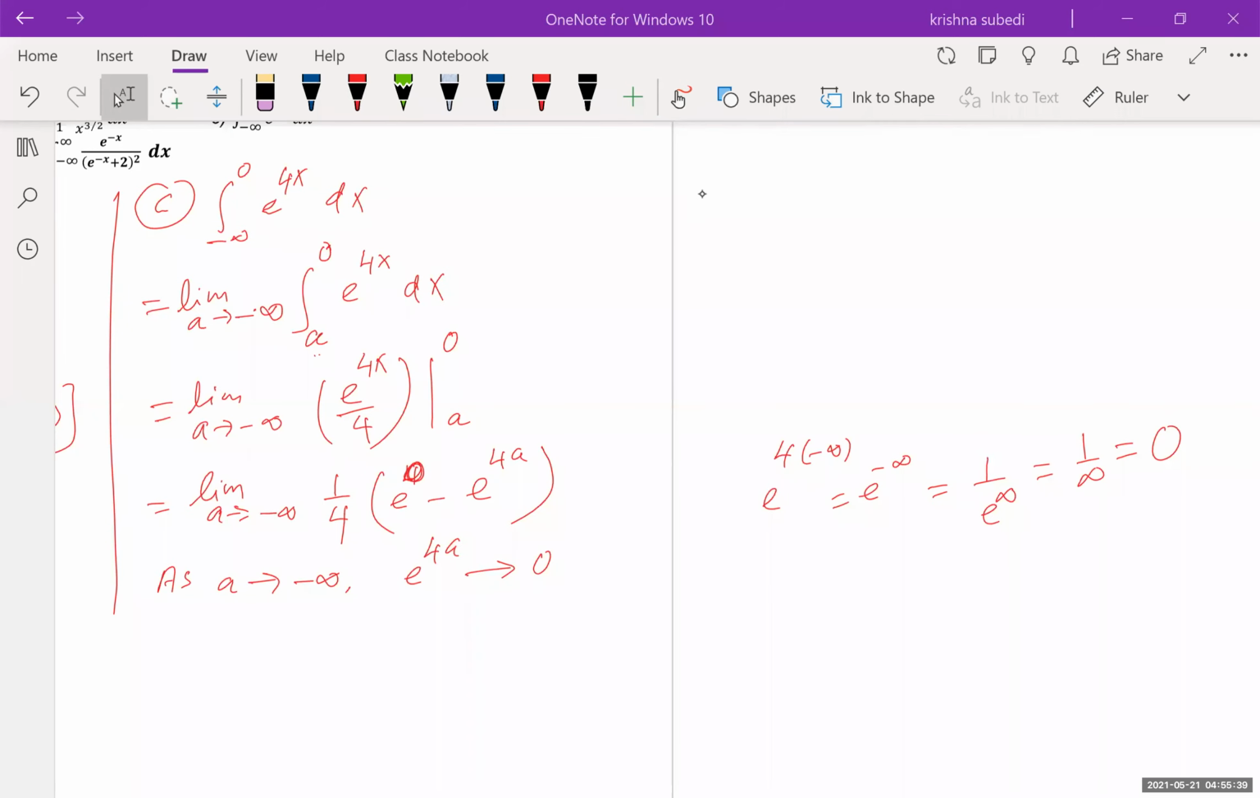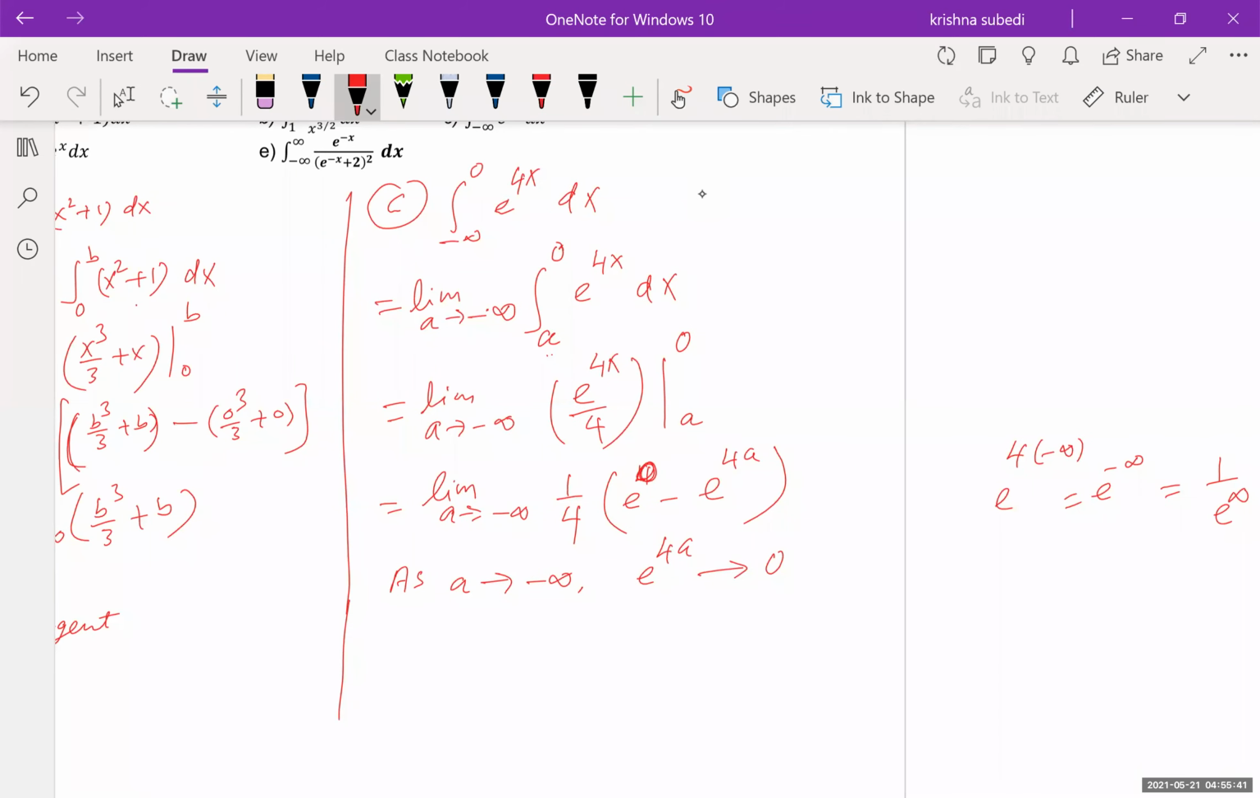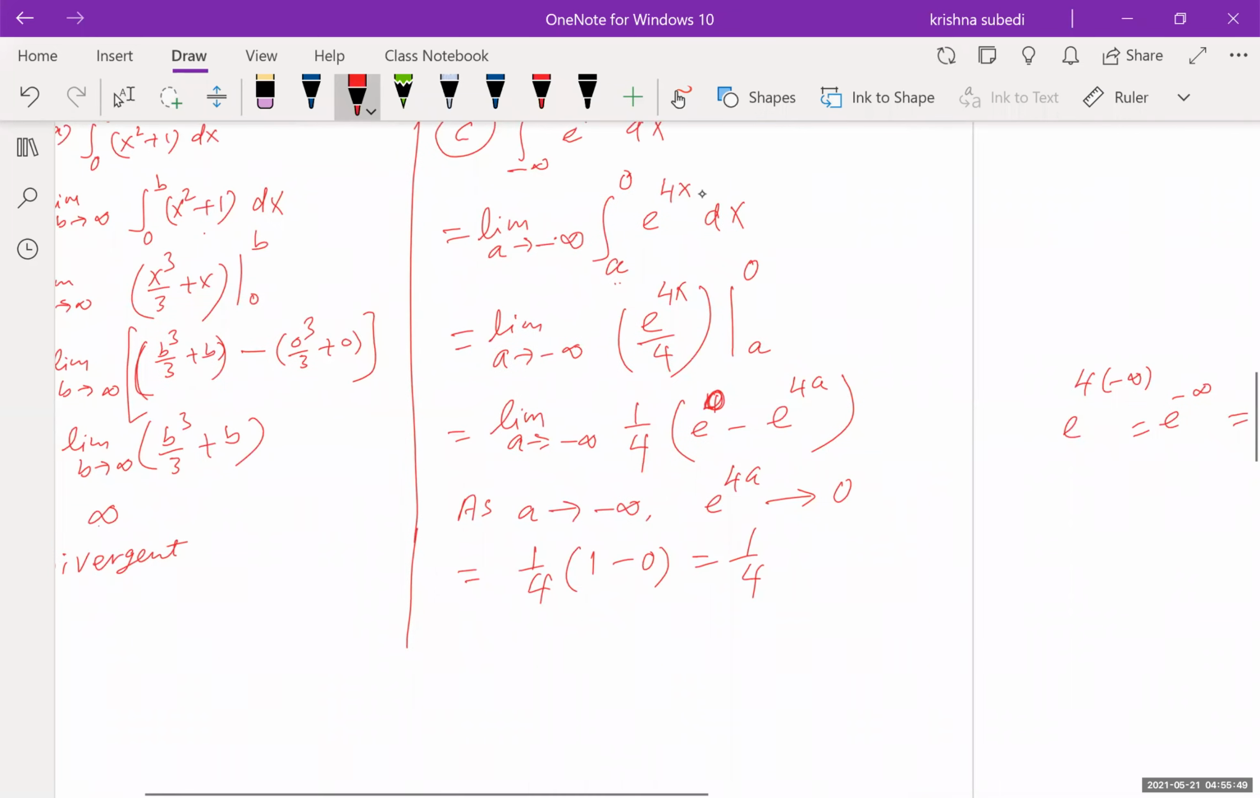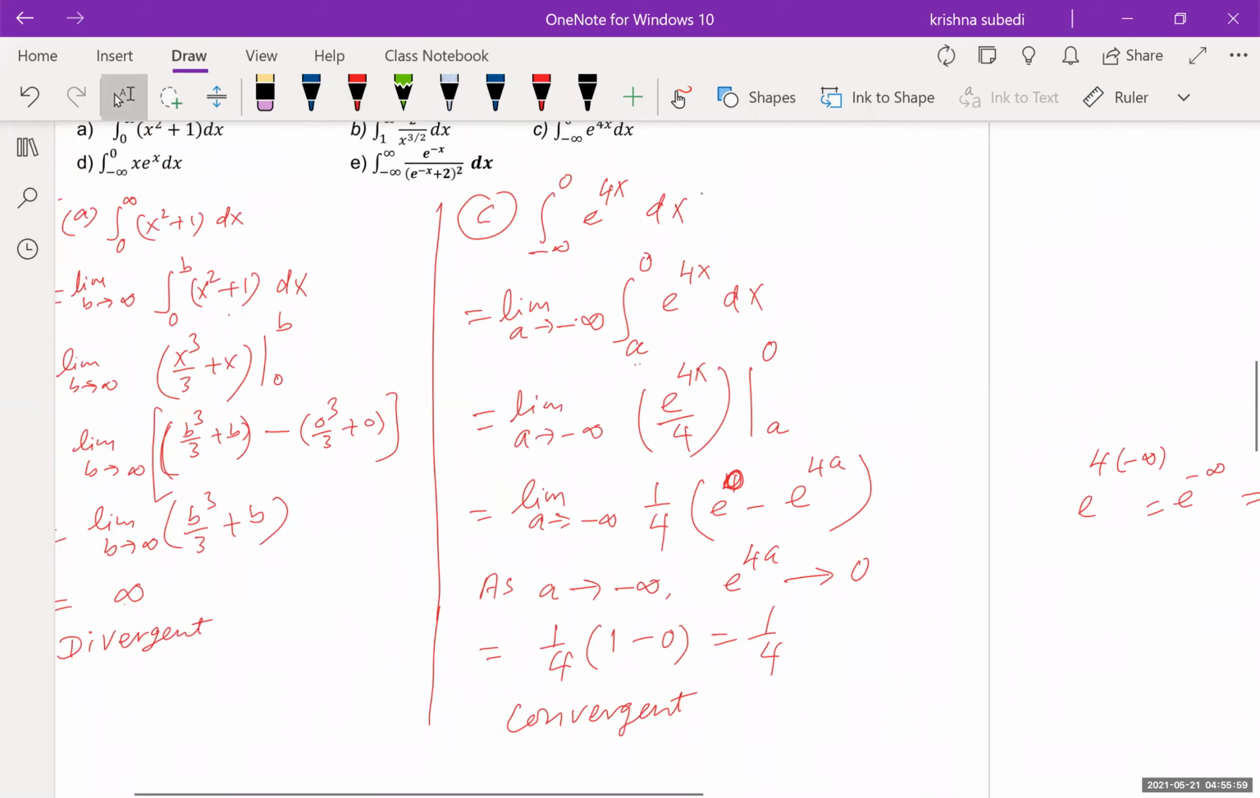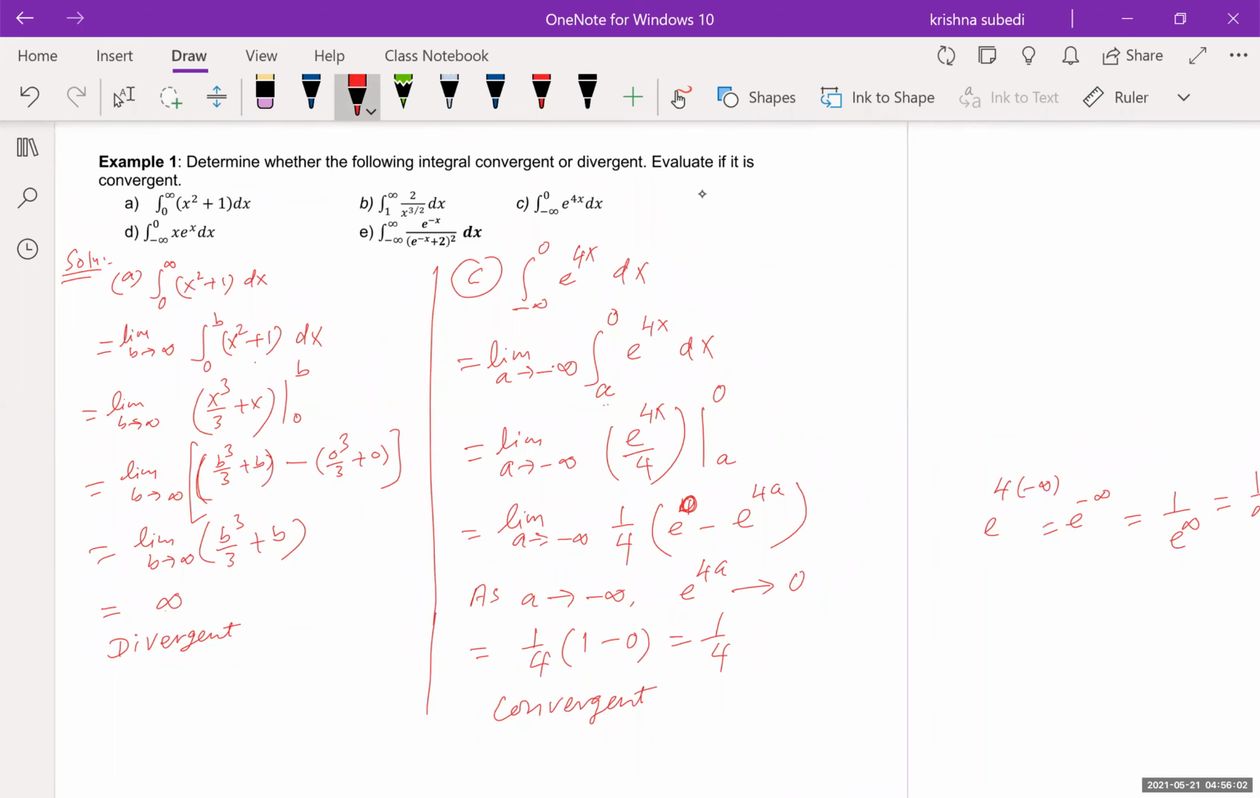Yeah. So then we can write this as 1 over 4 times 1 minus 0. So that's going to give me 1 over 4. So now this 1 over 4 is a definite value, so we call that the integral is convergent. If you get a definite value, then it is convergent. If you get infinity or negative infinity or some undefined value, we call it divergent.